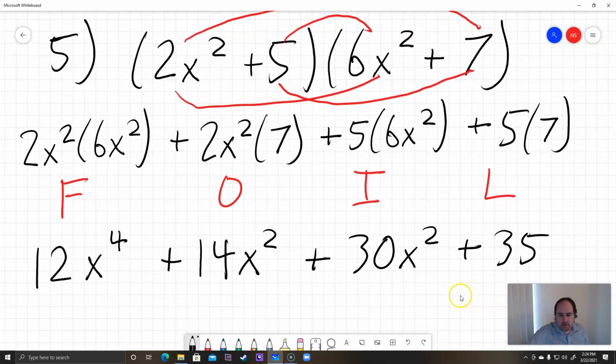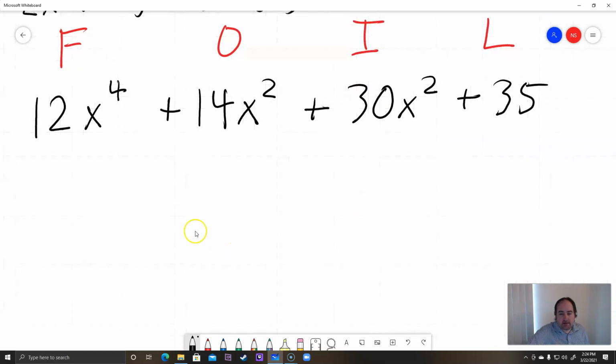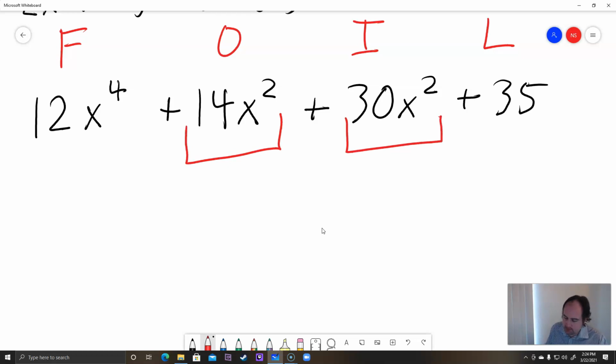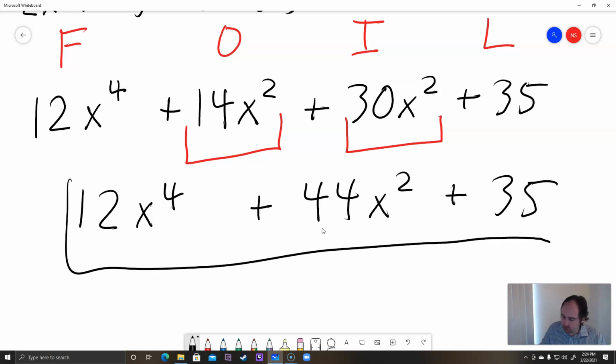Okay, and then where do we go from here? Well, just like in the last problem, you need to combine like terms. But also, just like the last problem, the only like powers here, or like terms, are going to be the outer plus the inner. So the outer plus the inner is going to be 14 plus 30, which is 44x squared. So we have 12x to the 4th plus 44x squared plus 35. And that's our answer.